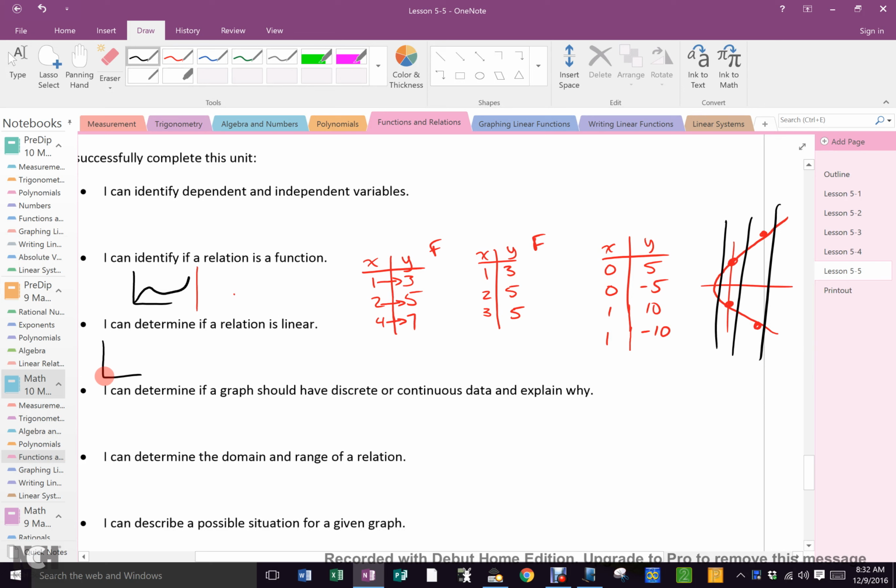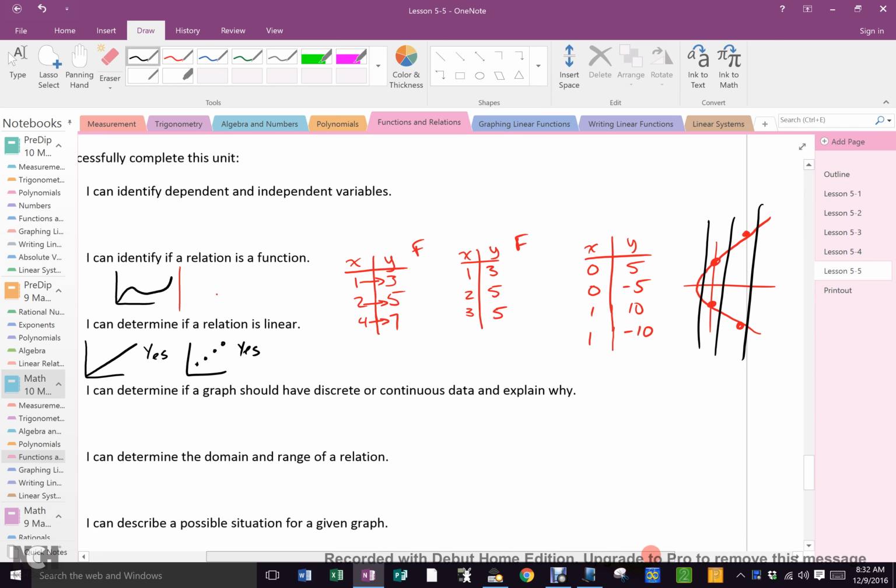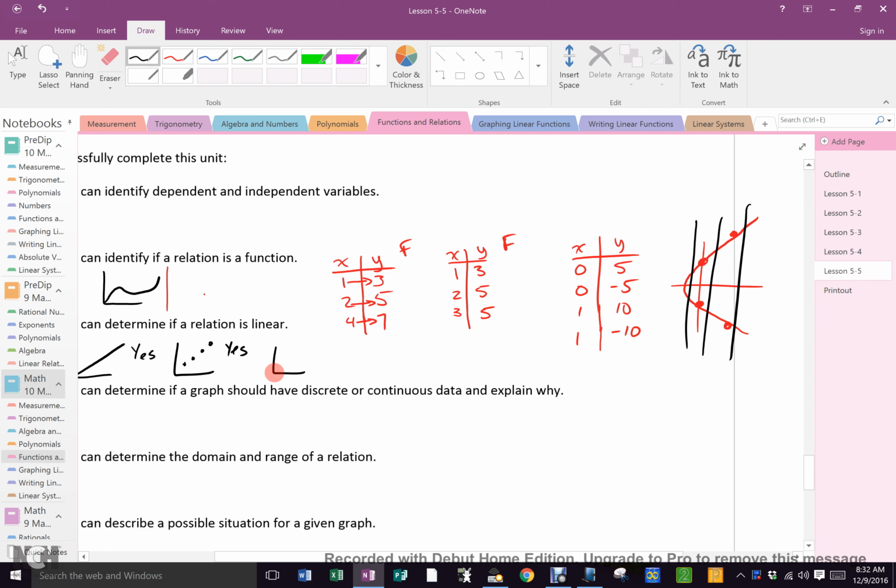So, linear? Yes. Linear? Yes or no? Yes. Okay. Linear? No, but it's made of straight lines.